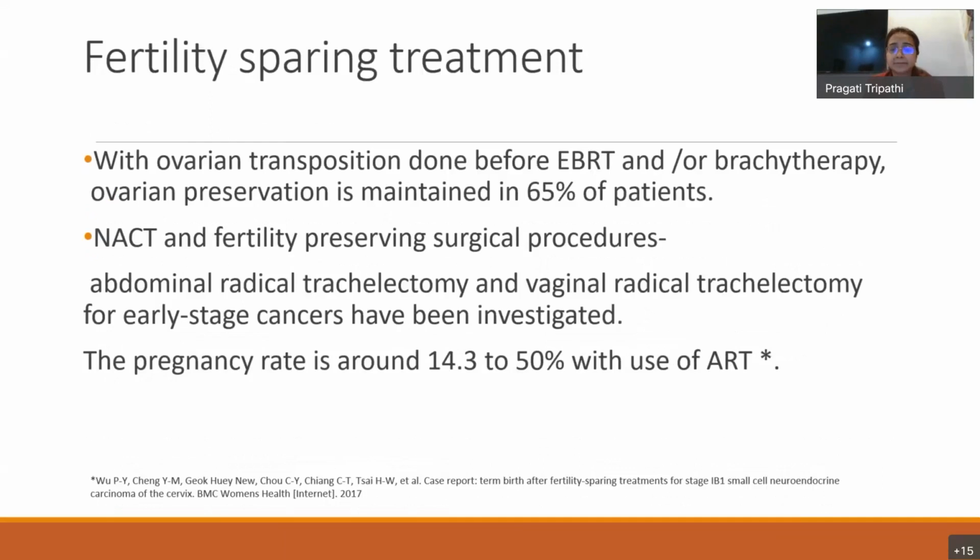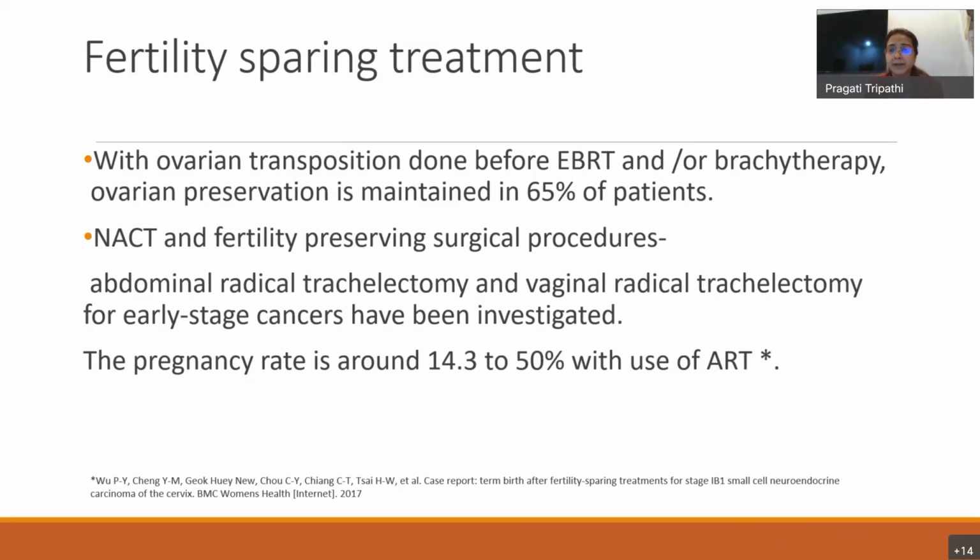Now we know that neuroendocrine cervical cancers are mostly in young patients with a median age of 37 years. So fertility becomes a major issue. It can be addressed in 2 ways, by ovarian preservation and uterine preservation. When ovarian transposition is done, even with that, after EBRT and IBRT, egg retrieval was found in only 65% of the patients.